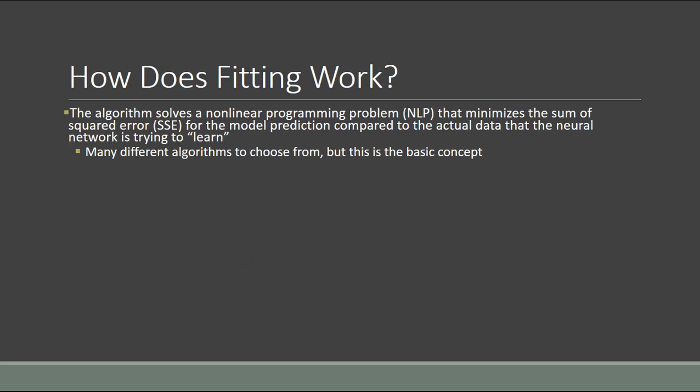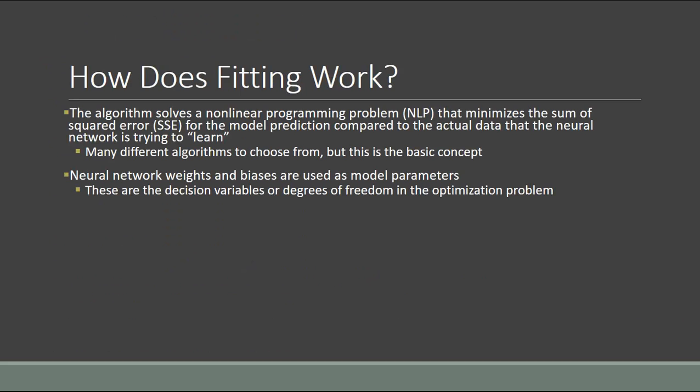So the algorithm is actually, in most cases I would say, solving a nonlinear programming problem, an NLP problem, that minimizes the sum of the squared error or the mean squared error, comparing the model prediction from your neural network to the actual data. So this is how the learning takes place. It's basically a parameter estimation problem where you're adjusting the model parameters, those weights and those biases that we showed on a previous slide, until you get the minimum sum squared error or the minimum mean squared error or some other metric. Those things can be configurable. So there are a lot of different algorithms to choose from, but basically you're solving an NLP problem.